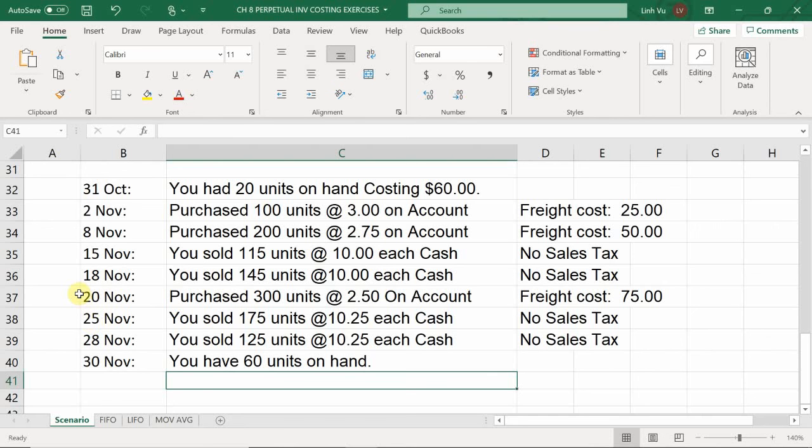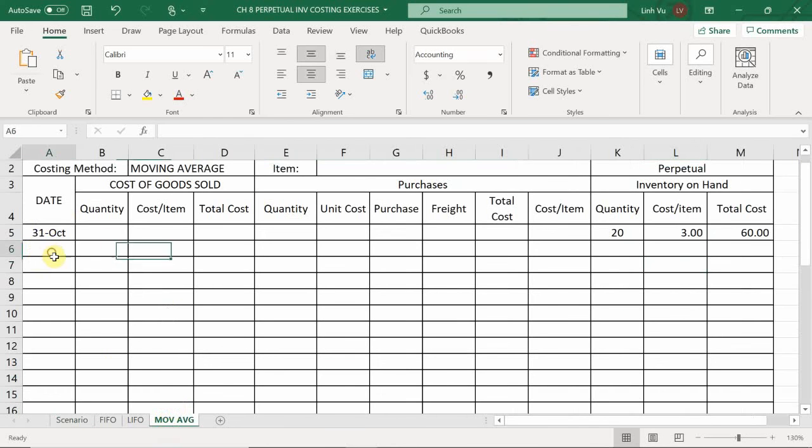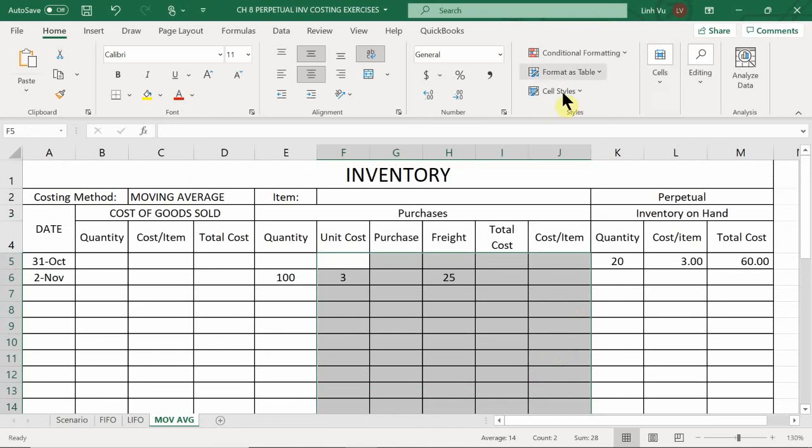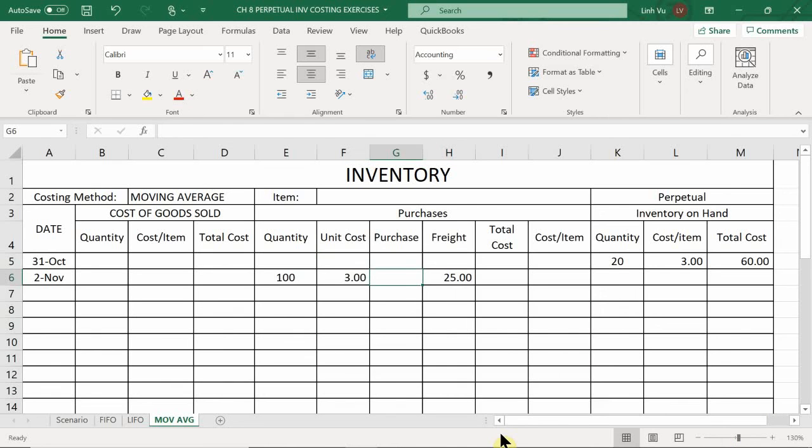Then on November 2nd, we end up purchasing 100 units at $3 on account with a freight of 25. So November 2nd, we have 100 units at $3 with a freight of 25. So it's $300, so 325.